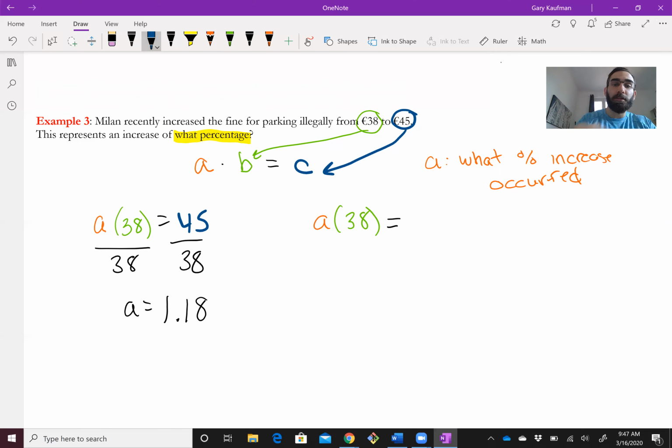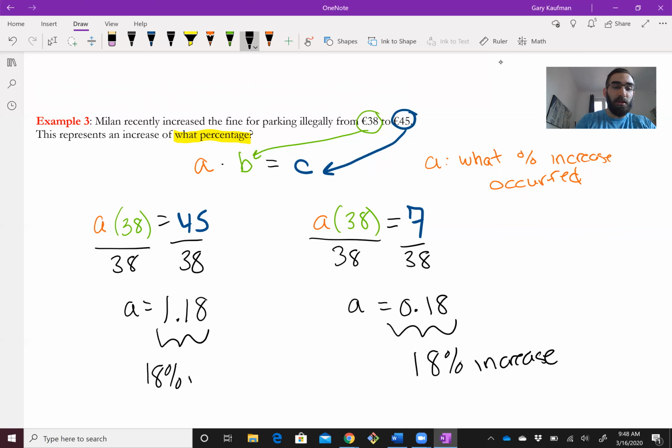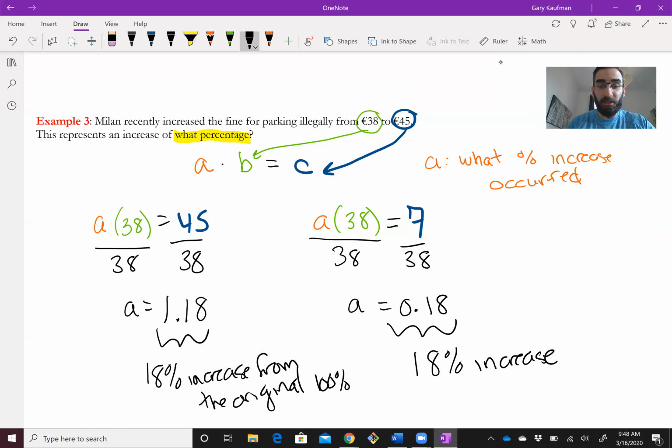equals 7, where I'm only focusing on the increase. And when I divide by 38, I get A equals 0.18. Now, these are actually saying the same thing. This right here is saying an 18% increase. Well, this right here is also saying an 18% increase from the original 100%, because that 1 represents 100.